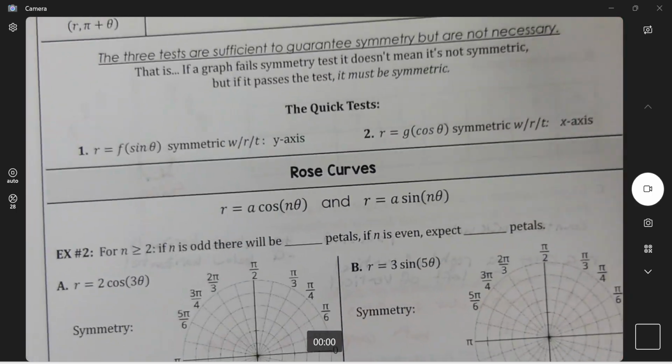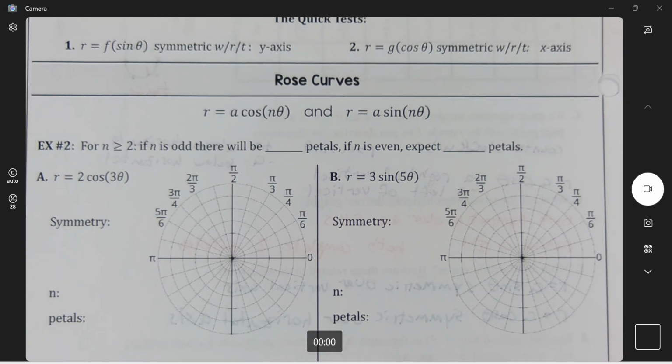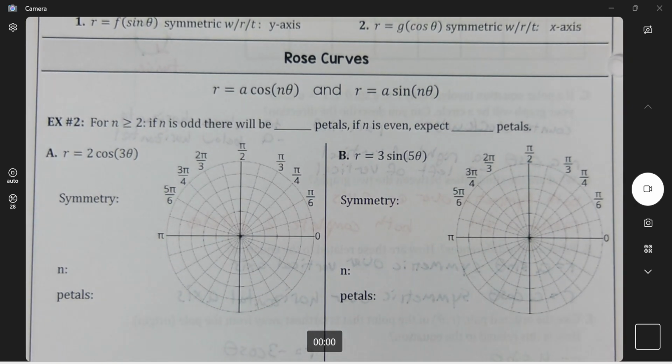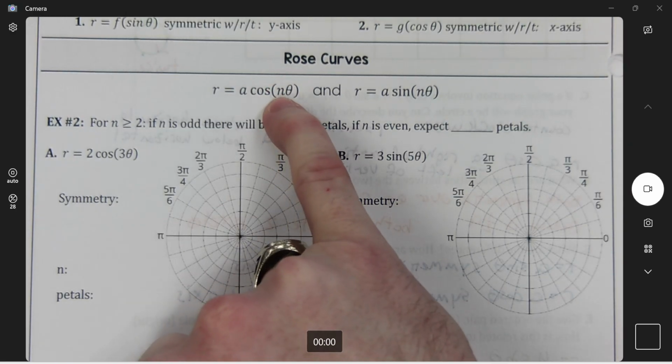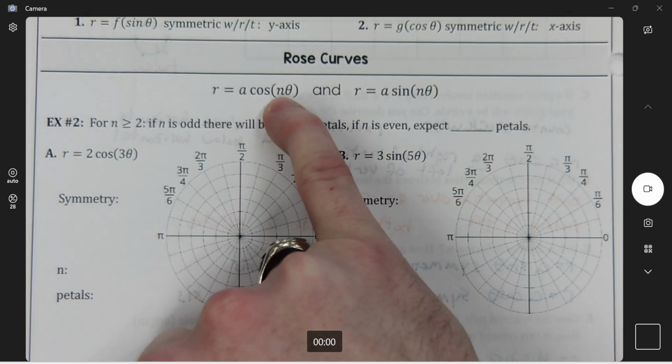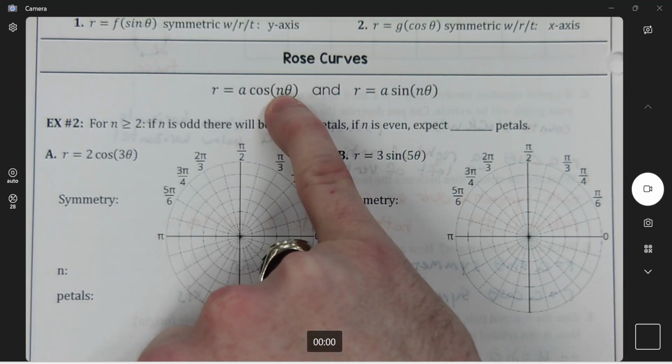When we were graphing trig waves, sine and cosine waves, putting a number in front of theta, what did that do to our period length? If this was a 2, what did that do to our period length? Divided by 2, right? Yeah. So we know that this number will stretch and shrink our period length.